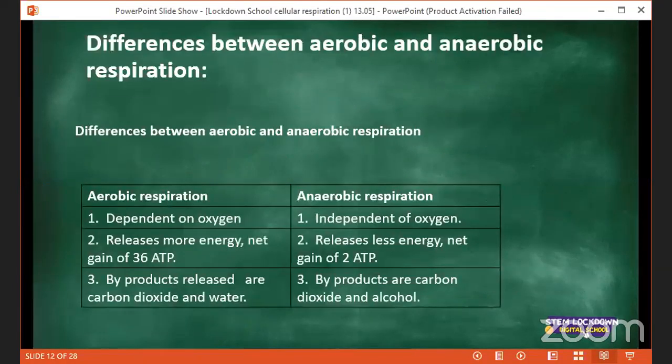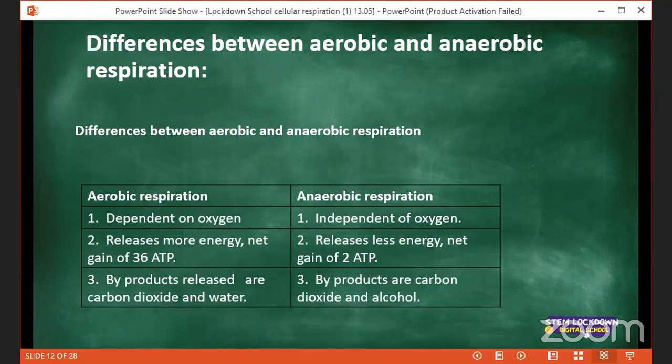Now let us look at the differences between aerobic and anaerobic respiration. So the first one, we have aerobic respiration here on our left-hand side. First thing is that aerobic respiration requires oxygen, and anaerobic respiration occurs in the absence of oxygen. The second thing is that aerobic respiration releases more energy. We have a net gain of 36 ATP. And then anaerobic respiration releases less energy, and we have a net gain of 2 ATP.